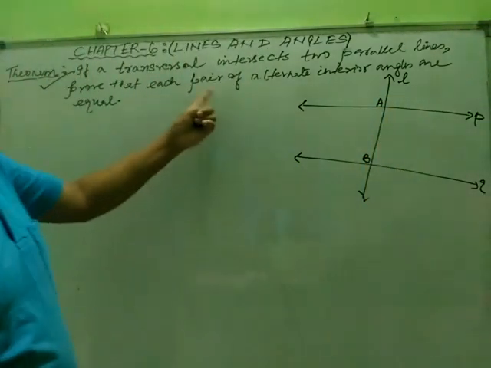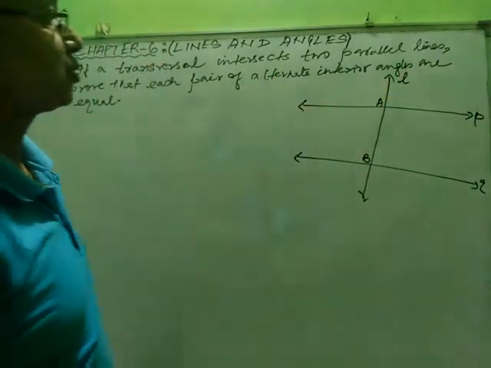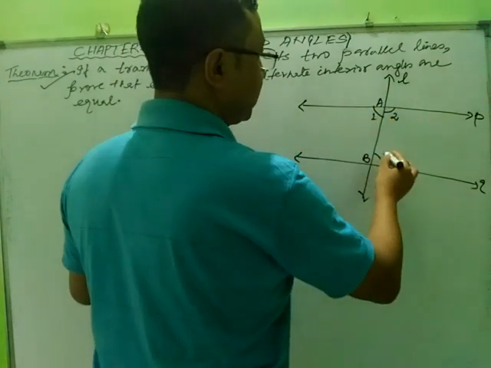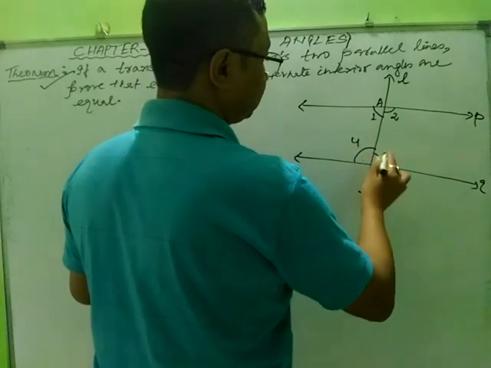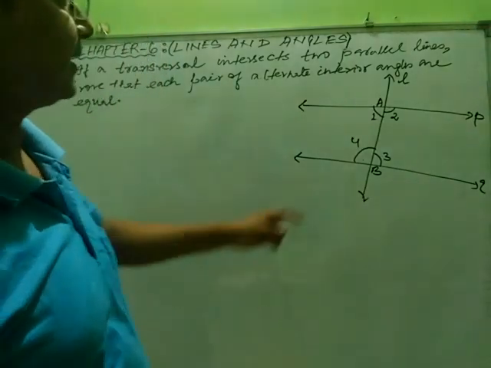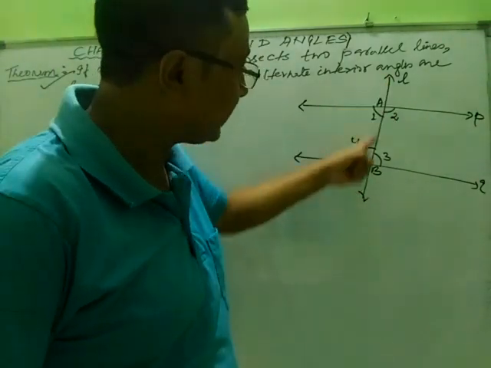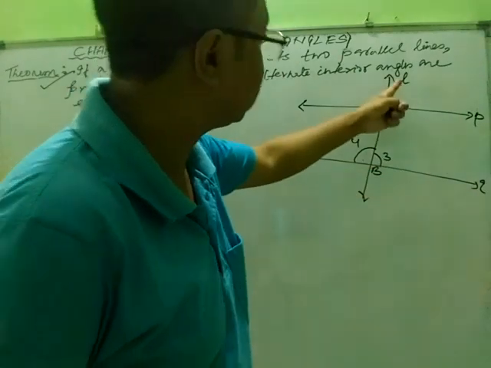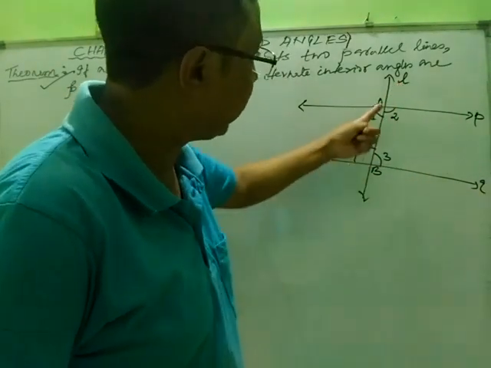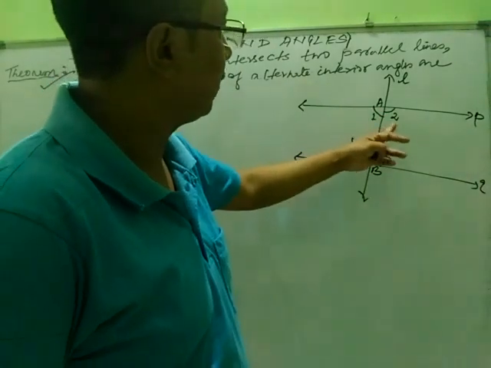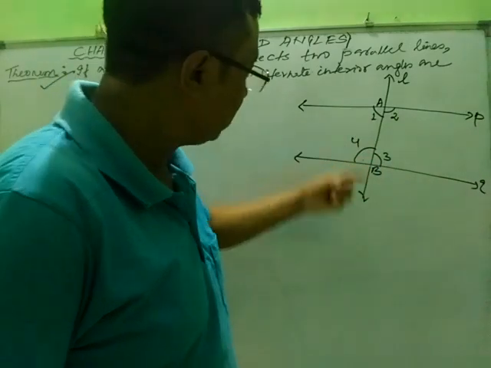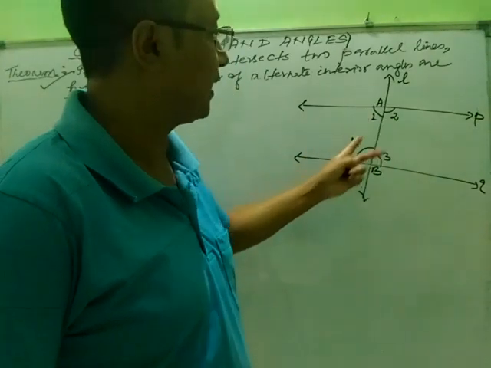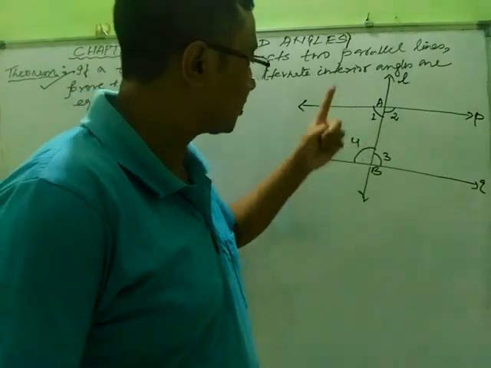Now, you have to prove that each pair of alternate interior angles must be equal. So let us take here some angles: 1, say 2, it is 3, it is angle 4. Now you have to prove that if this transversal line L intersects the two parallel lines P and Q at the two distinct points A and B, each pair of alternate interior angles must be equal. That means you will have to prove that angle 2 equals angle 4, angle 1 equals angle 3. So you will prove each pair.